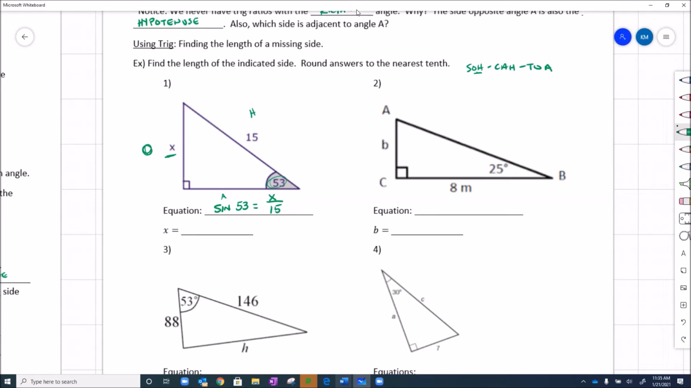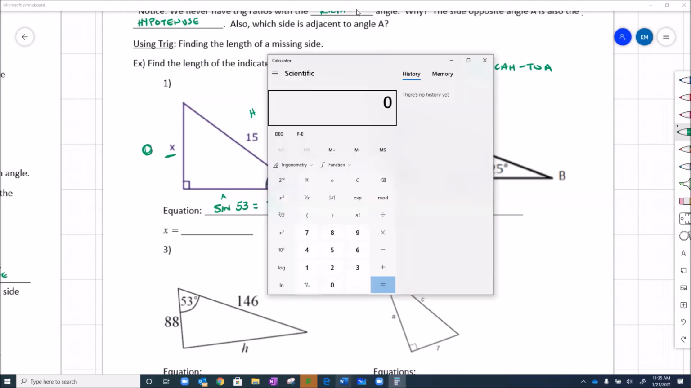Okay, now we'll use our calculators with this, so make sure you have your graphing calculator handy with you this chapter. And sine 53 is actually a number. So, trig, sine 53. All right, so I have to do it this way. Sine of 53 is an actual value.